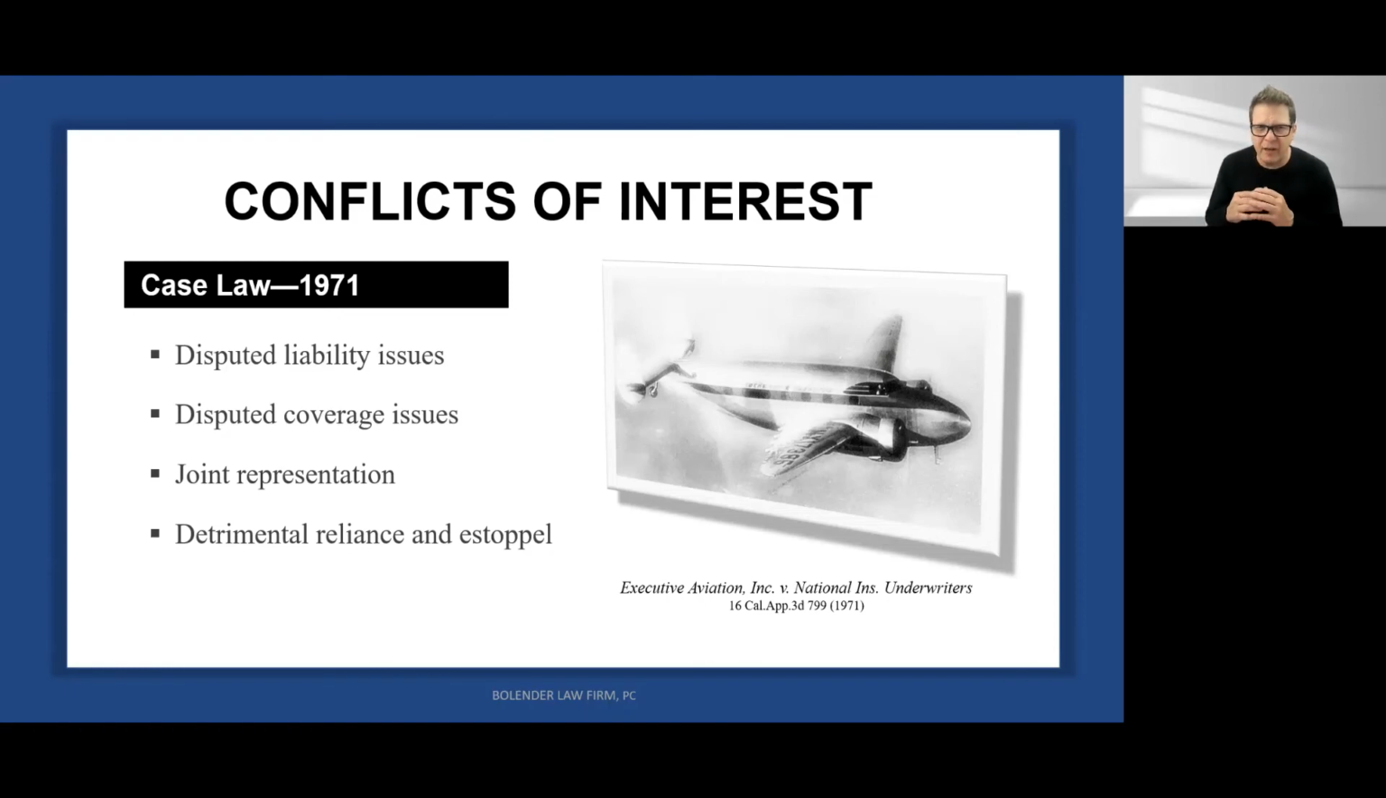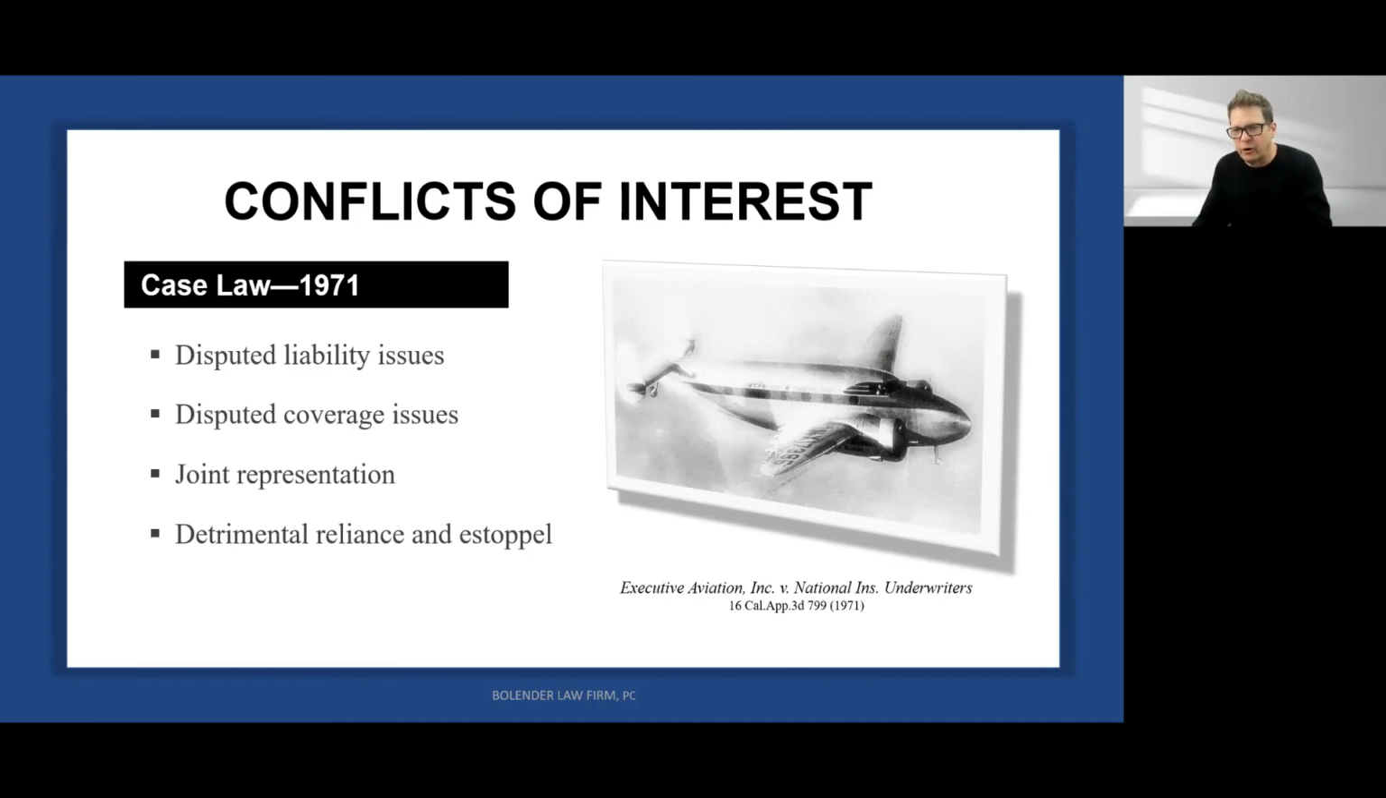Now, Executive Aviation is one of the first cases to recognize that occasionally an insurance company must surrender its contractual right to control the defense and allow the policyholder and its attorney to make the decisions, and that the insurance company has to pay the freight here.